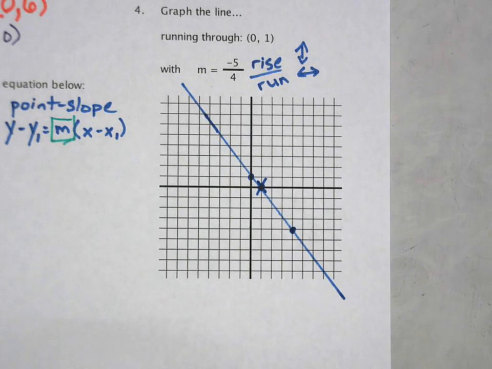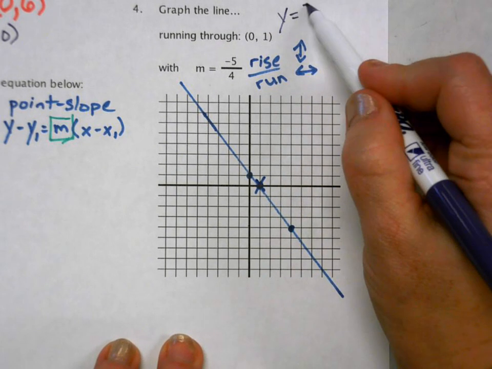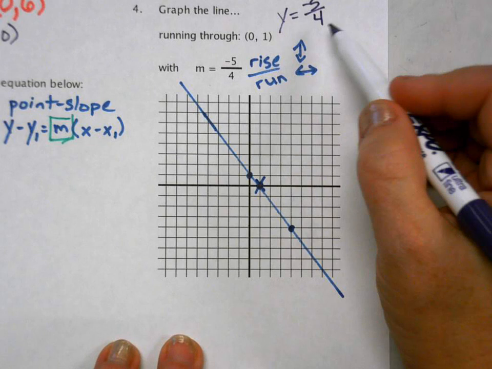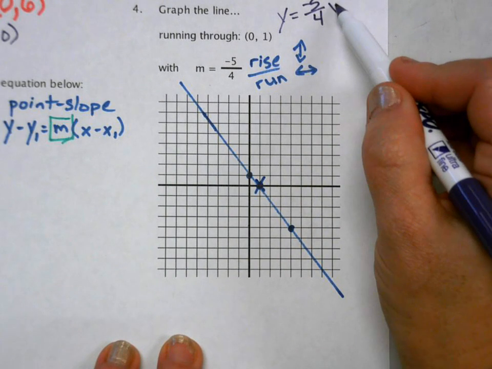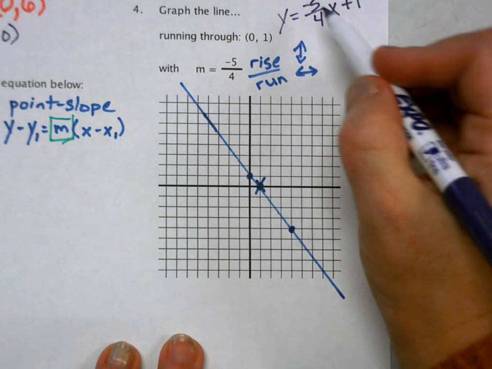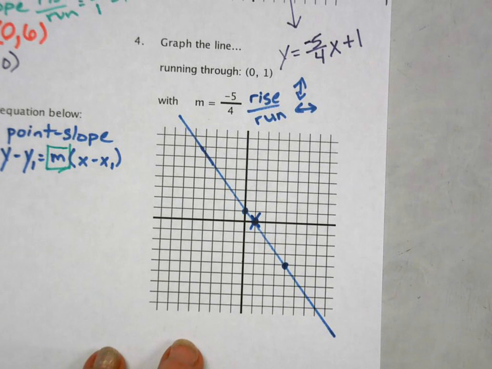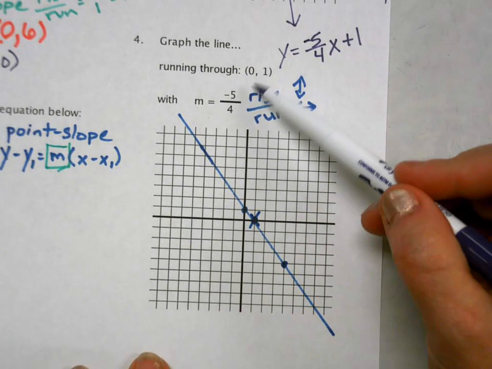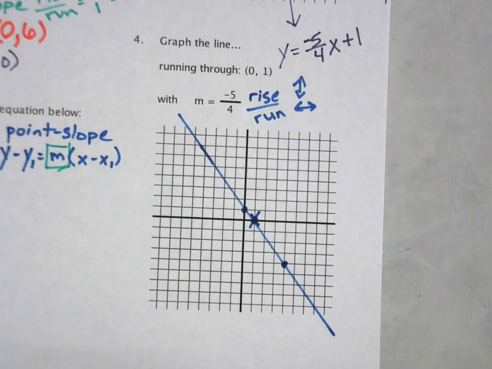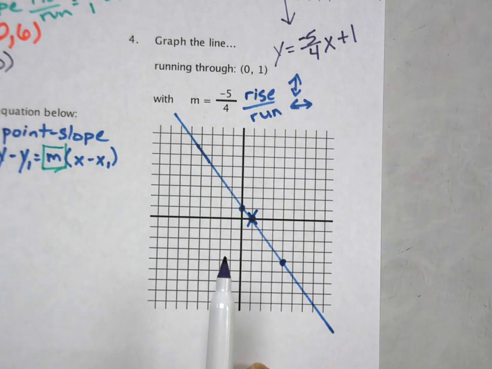Now, if it asks us to write the equation for this line, what could we do? How could we write an equation for this line? So y equals negative 5 over 4 x plus 1. What form did you use there? Slope-intercept form. Okay. It didn't ask us to do that, but we had that information, right? So it was not a difficult process if you have that information.